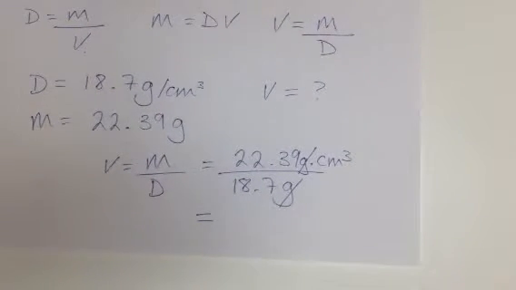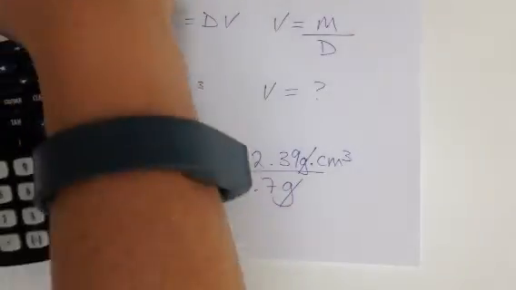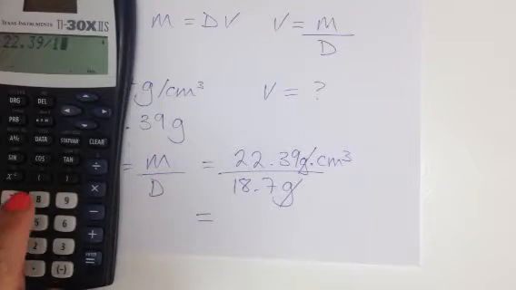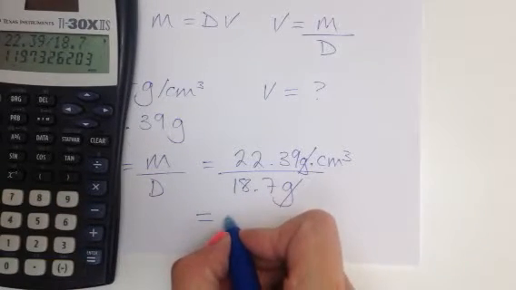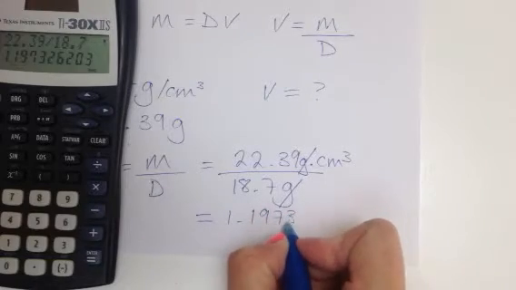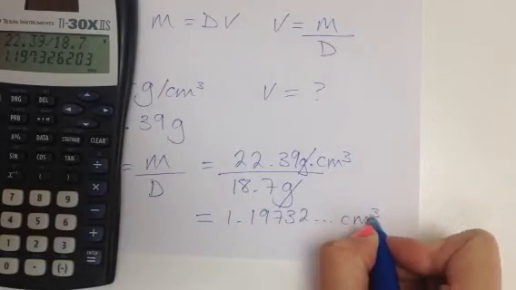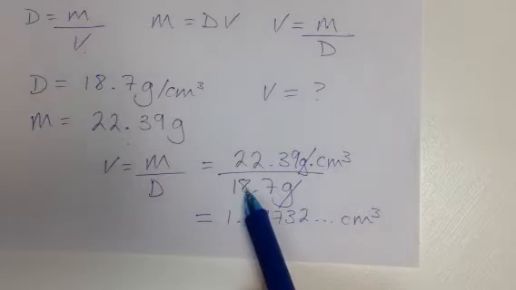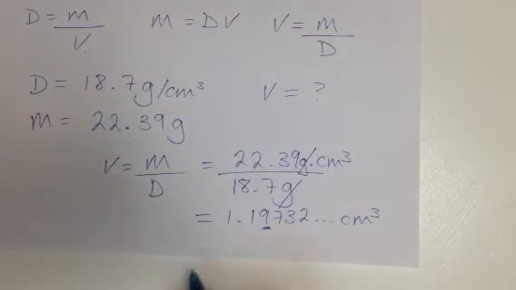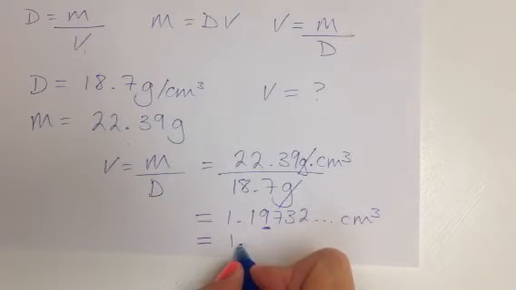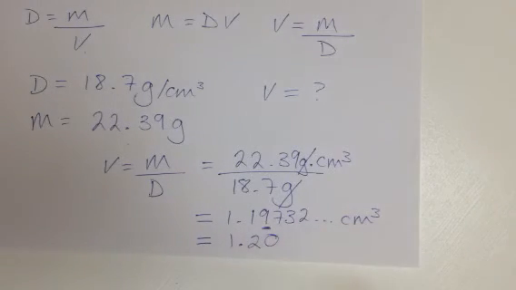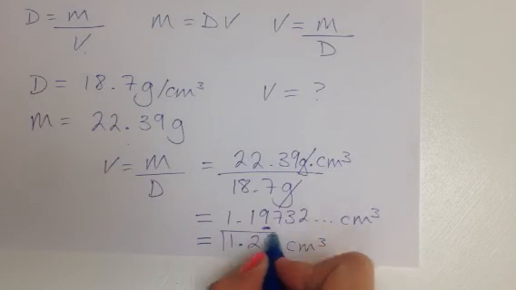So 22.39 divided by 18.7. Let's take a look. 22.39 divided by 18.7 equals 1.19732, etc. centimeters cubed. Let's look at sig figs. We've got four sig figs here, three sig figs here, so we need to round to three sig figs. Now the digit we're going to drop here is a 7, so that means the 9 will round up to a 10, so the 1 rounds up to a 2, so 1.20 centimeters cubed.